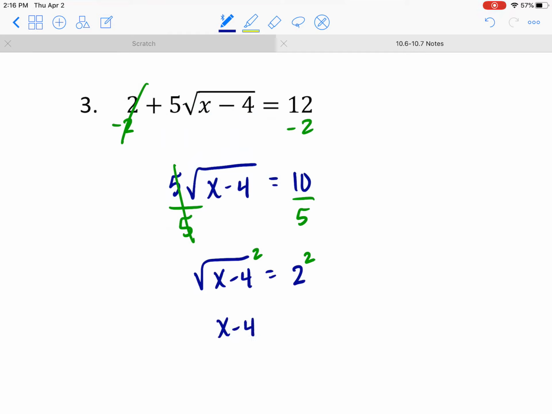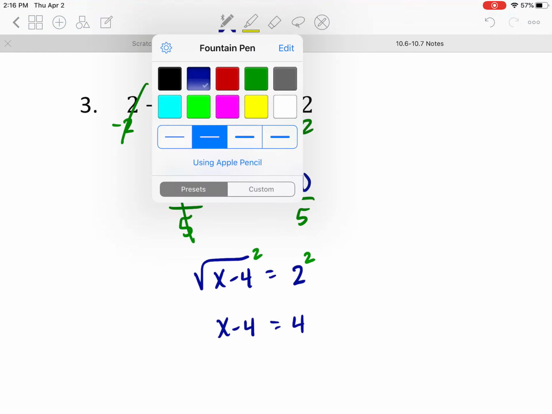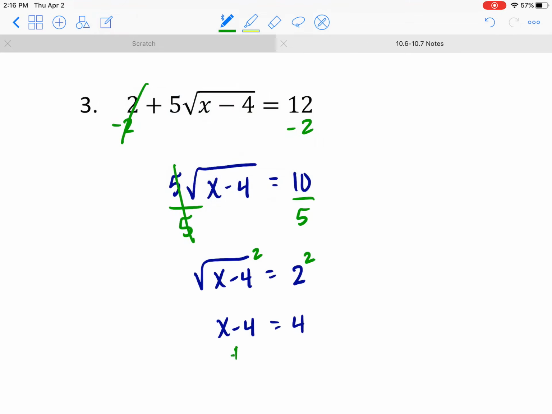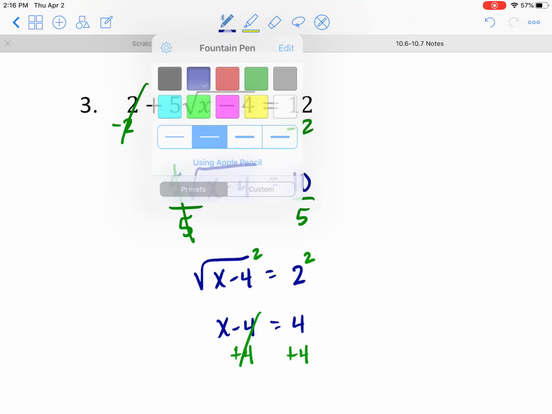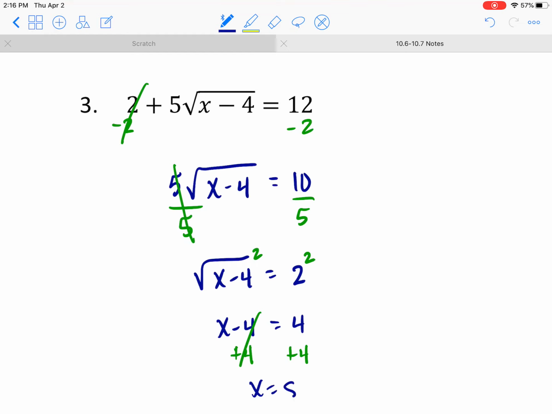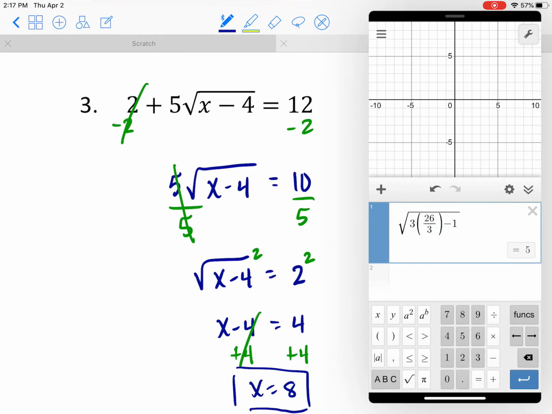And now that the radical is by itself, I can get rid of it. So I'm going to get rid of a square root with a square. So the square and the square root will cancel, which means the radicand, the x minus 4, comes down. And then it's equal to 2 squared, which is 4 on this side. And now since x isn't all by itself, I have to take one more step of adding over the 4. So that cancels, and x is equal to 4 plus 4, which makes 8.